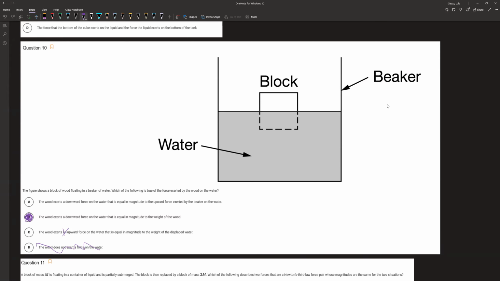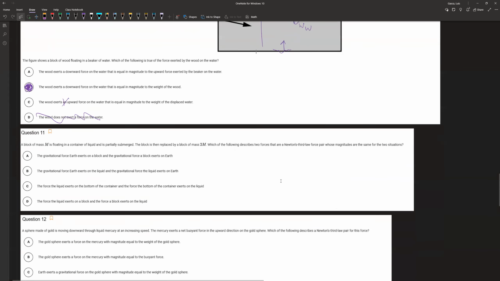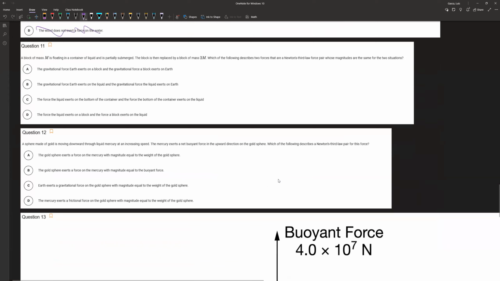The wood exerts a downward force on the water that is equal in magnitude to the upward force exerted by the beaker on the water. Not true, because the bottom of the beaker has to contend with the downward weight of the block plus the weight of the water above it. So the bottom, this explains why the pressure is greater, because we have all that water exerting its weight on us. Let's go ahead and continue on to the next one.